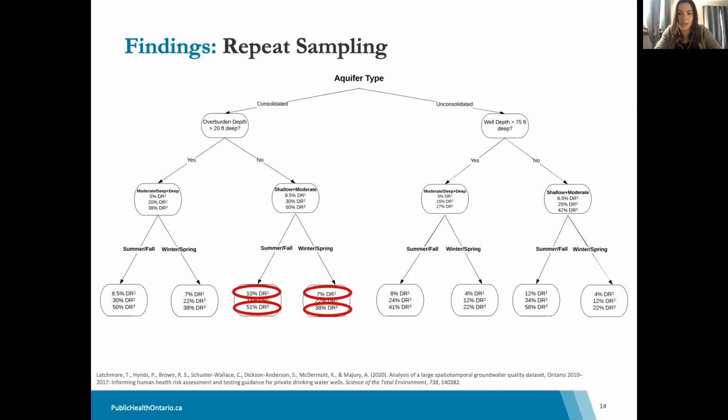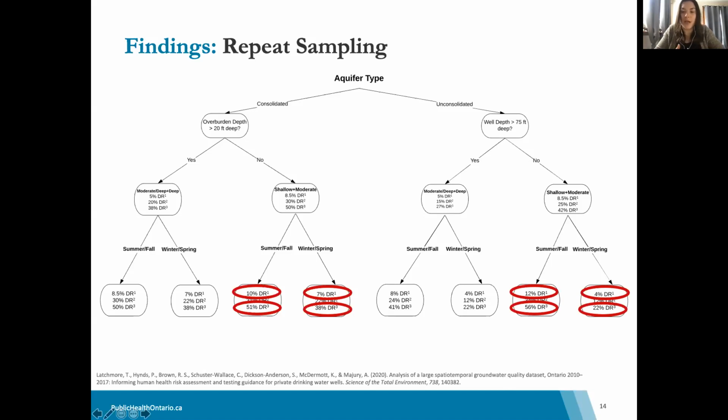Just to compare this, for shallow and moderate depth wells in unconsolidated aquifers, E. coli would be detected in 12% of wells if each well was sampled 3 times per year, increasing to 56% of wells if each well was sampled 24 times per year. And during the winter months, the same sampling regime would detect E. coli in 4% of wells and 22% of wells, respectively.